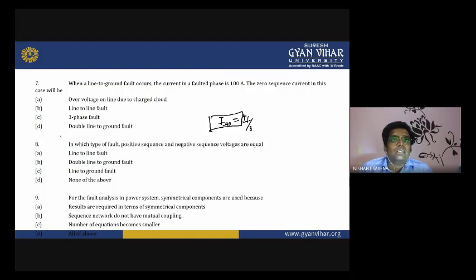Now, in the eighth question, in which type of fault are positive sequence and negative sequence voltages equal? This we will discuss later, in the next section, when we discuss the line-to-line faults.